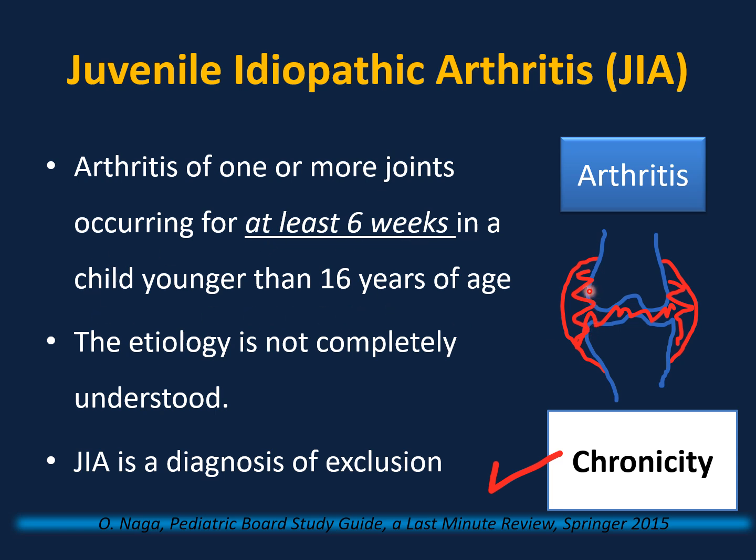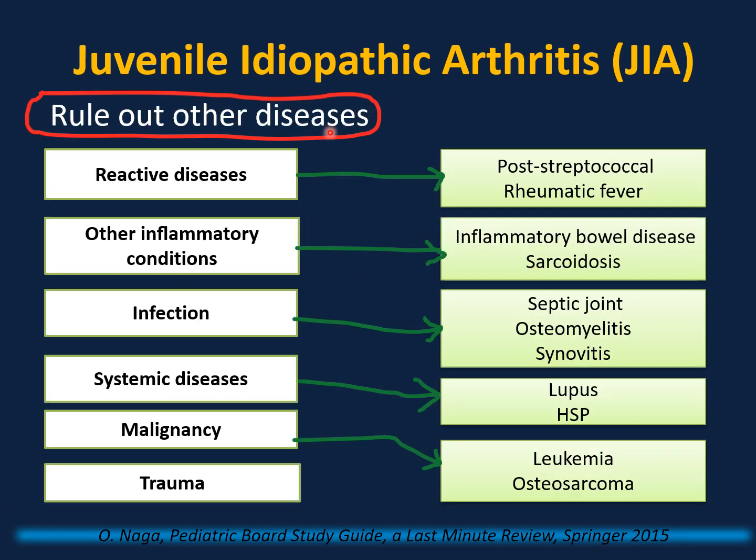Painful joint, inflammation of joint. The most important sign is limited range of motion, chronicity at least 6 weeks. Again, there is no single lab to prove or confirm the diagnosis. It is a diagnosis of exclusion plus chronicity. Detailed history and physical examination will help you to narrow your differential and to be able to order the appropriate lab to rule out other diseases.